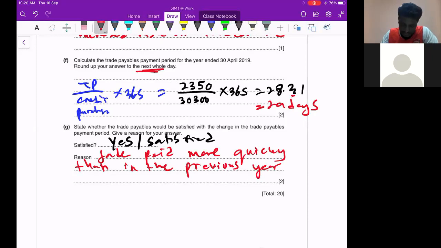Or you can say Jade paid more quickly than within the credit period allowed. Within the credit period allowed also can. Any question?